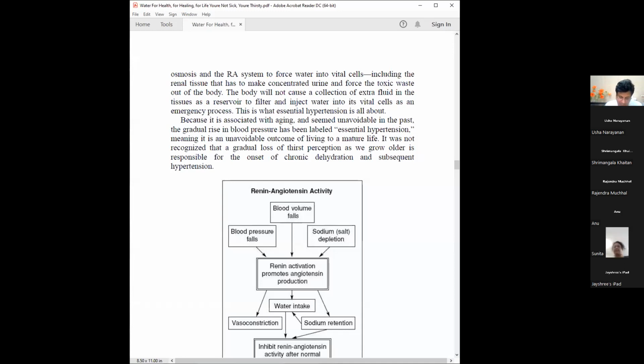Because it is associated with aging and seemed unavoidable in the past, the gradual rise in blood pressure has been labeled essential hypertension, meaning it is an unavoidable outcome of living to a mature life. It was not recognized that a gradual loss of thirst perception as we grow older is responsible for the onset of chronic dehydration and subsequent hypertension. So again, dehydration causes hypertension and other issues in the body.